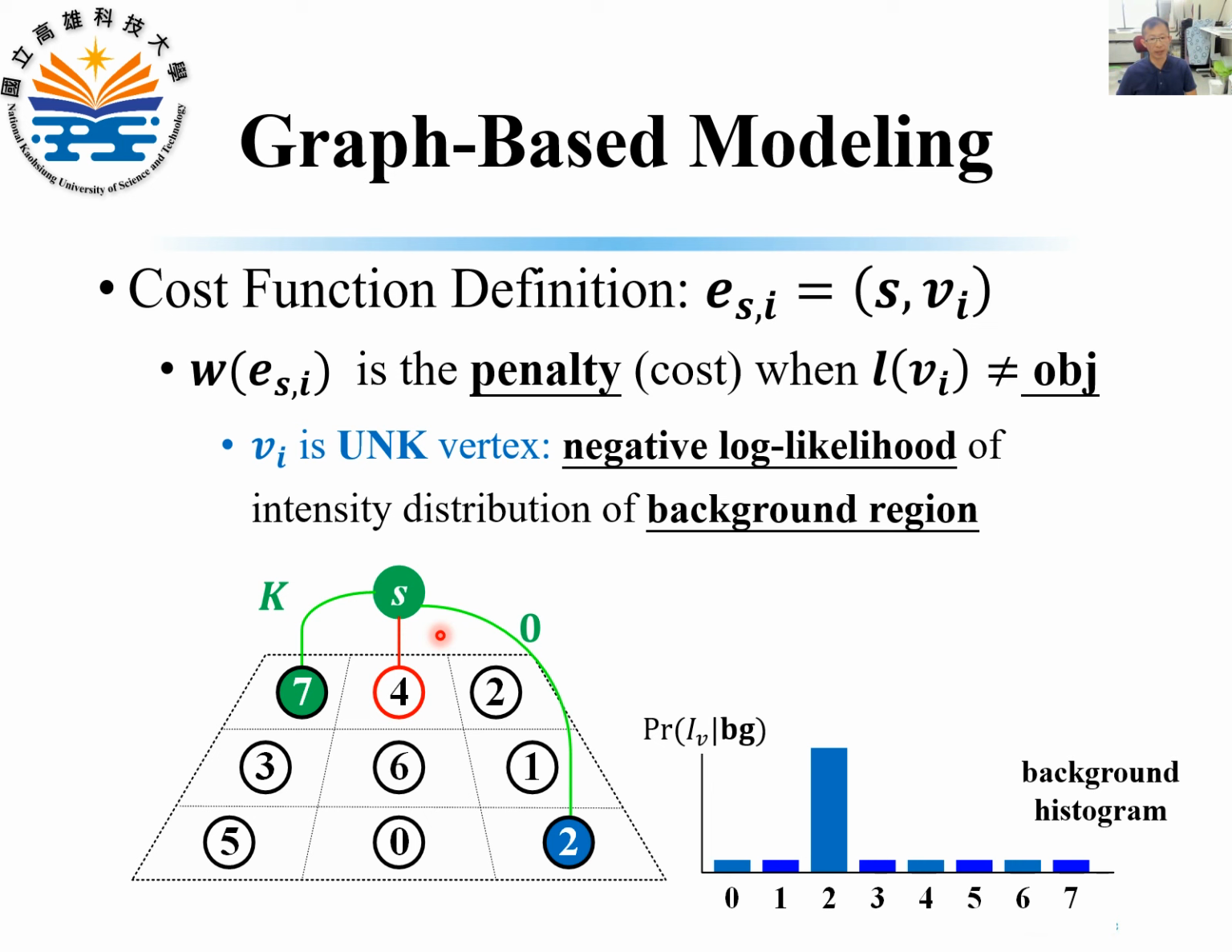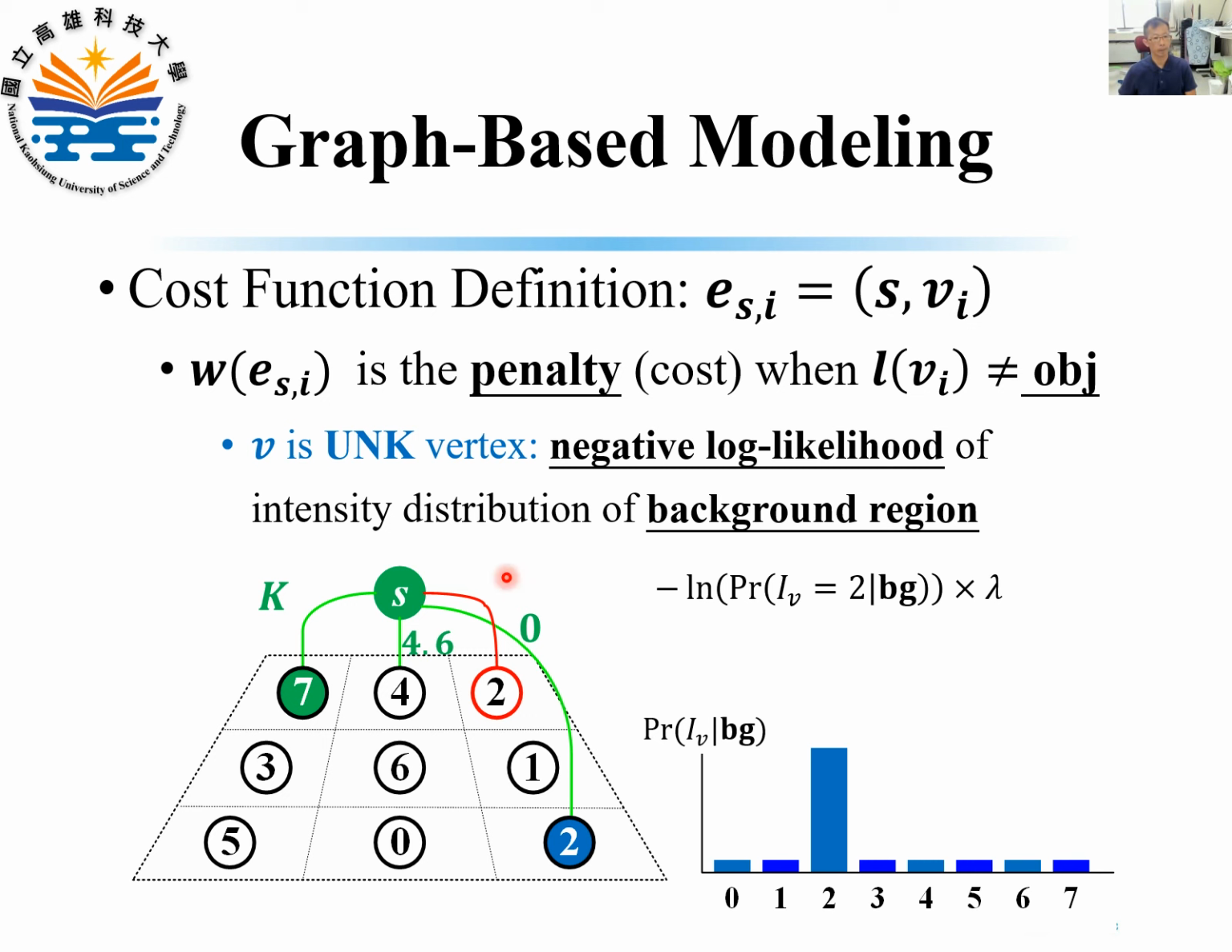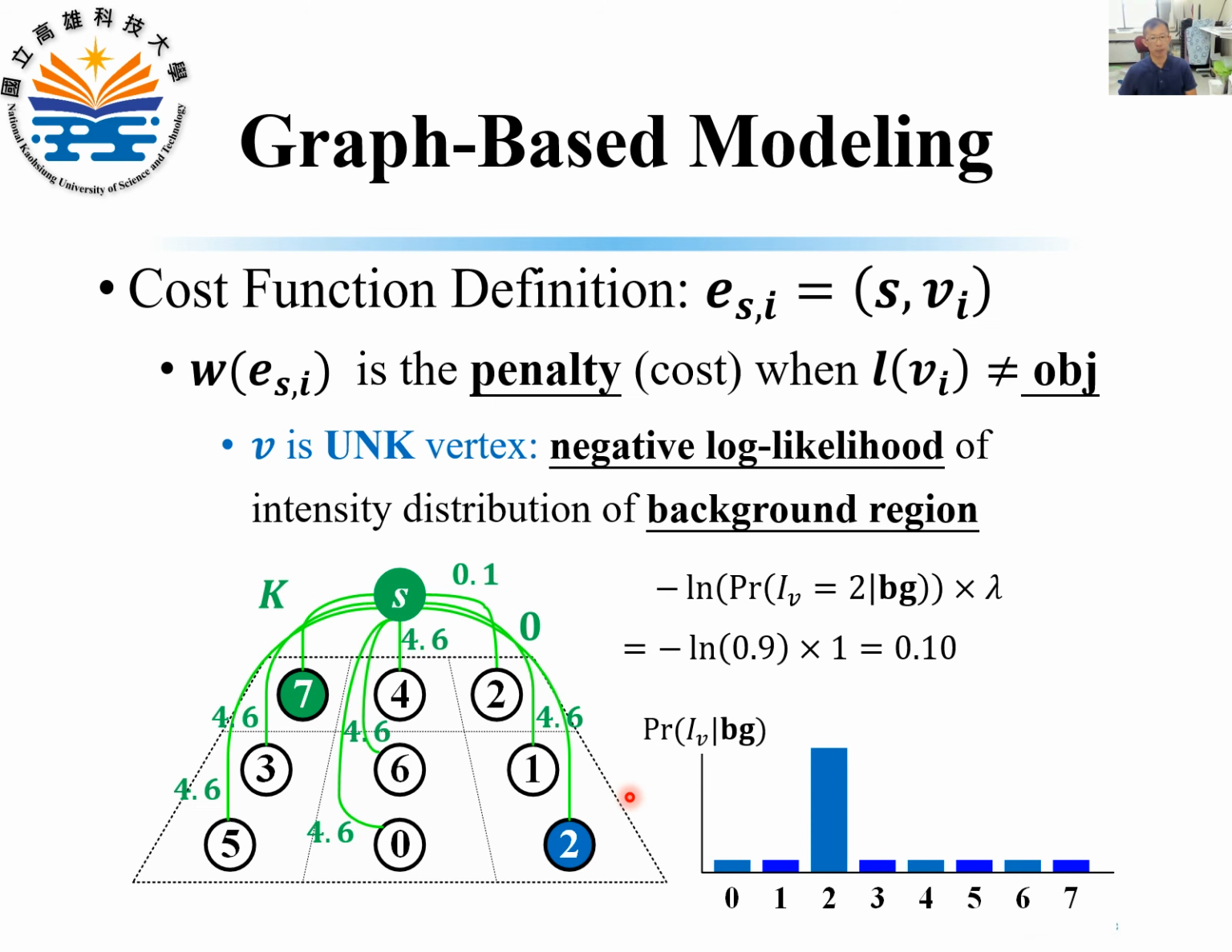The cost of the edge connected to this red unknown vertex can be computed using this given equation. Assuming lambda is equal to 1, the cost of this edge is 4.6. Similarly, the cost for this red edge is calculated using the given equation and is equal to 0.1. This picture displays all the costs associated with the source terminal edges.